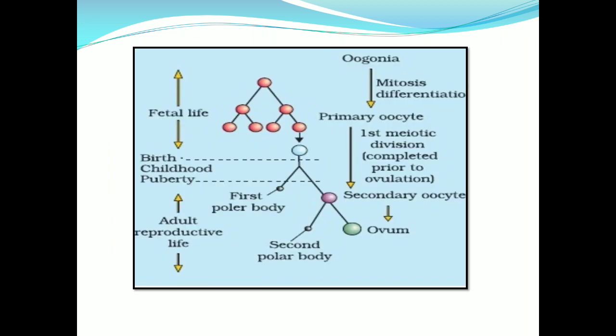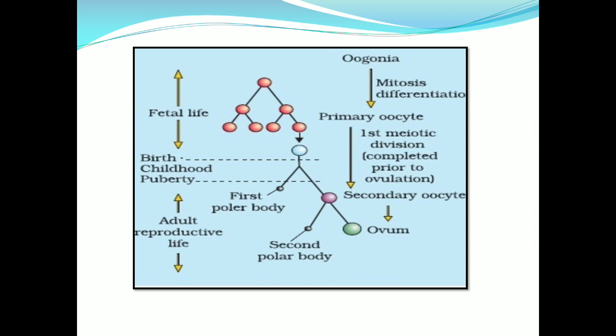This figure is of oogenesis. In oogonia, mitotic division takes place to form the primary oocyte. The primary oocyte undergoes first meiotic division, which results in two haploid cells. Out of these two, one degenerates and is called the first polar body. The remaining one is called the secondary oocyte, which again divides by second meiotic division to form two cells. One cell degenerates and is called the second polar body, and one will give rise to the ovum, which is haploid.